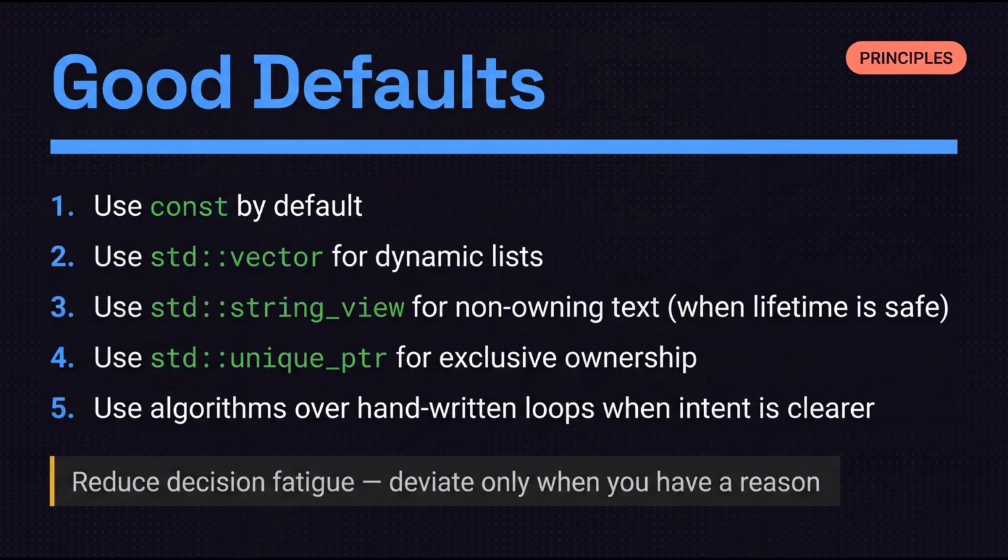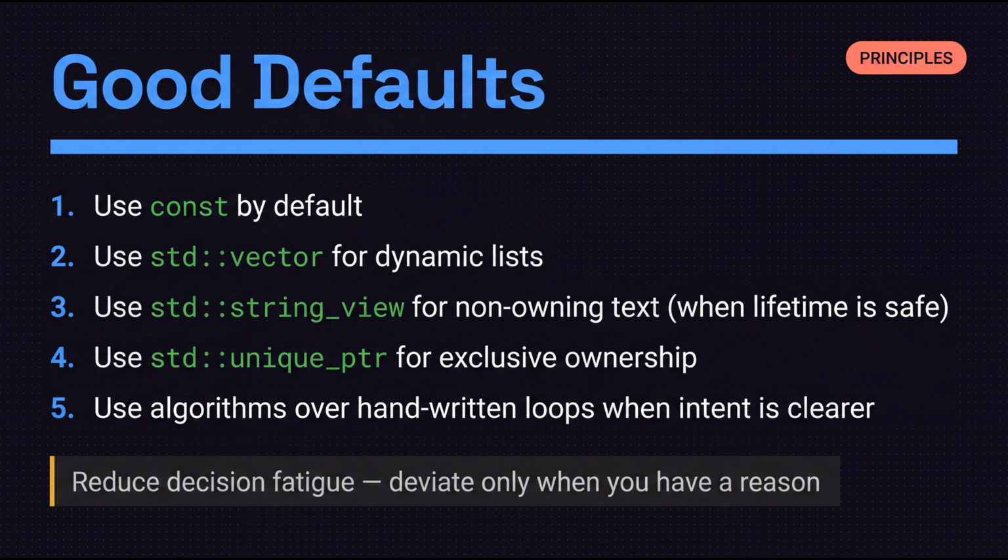Five good defaults that reduce decision fatigue. First, use const by default. If a variable doesn't need to change, mark it const. This communicates intent and catches accidental mutation. Second, use std::vector for dynamic lists. It's cache-friendly, well understood, and almost always the right default container.